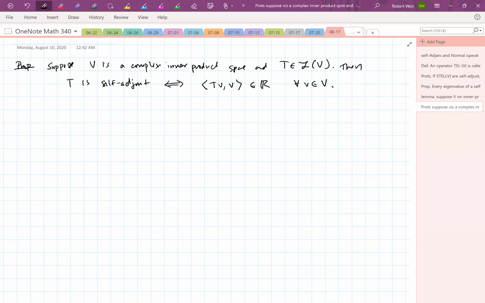If you take a self-adjoint operator, apply T to a vector and take the inner product with the vector, it's always a real number. Of course, for a general operator, this is just some scalar in C. You take TV, it's something, you take the inner product with V, that's just some scalar. But for the self-adjoint ones, it has this really nice property where if you apply the linear map and take the inner product, you always get a real number. This is saying that self-adjoint operators are something like real numbers.